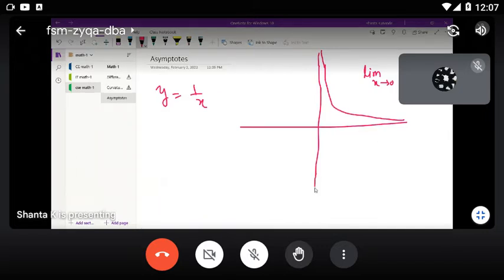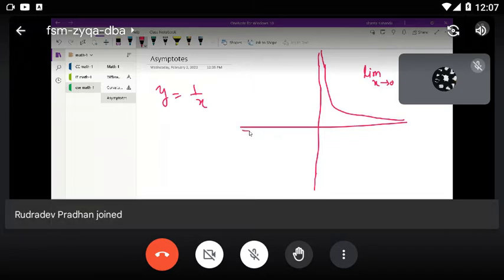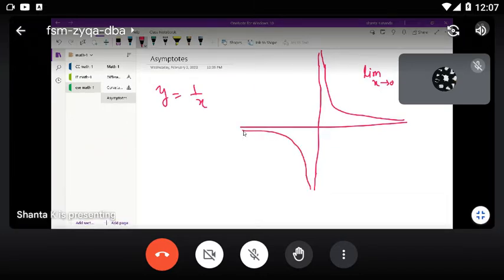But it will approach. You can say they will meet at infinity. So these are known as the asymptotes here. And you can see here also negative x-axis, negative y-axis. You can say the curve and the straight line meet at infinity. So these are known as the asymptotes to the curve.